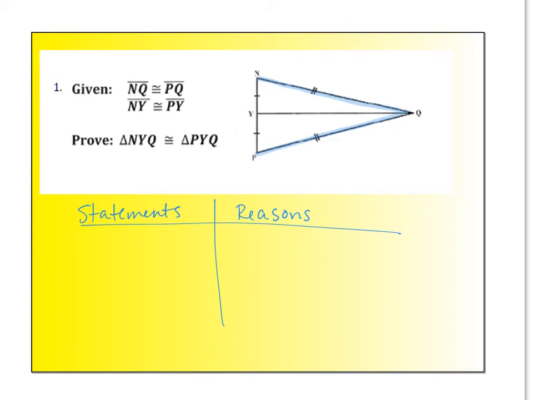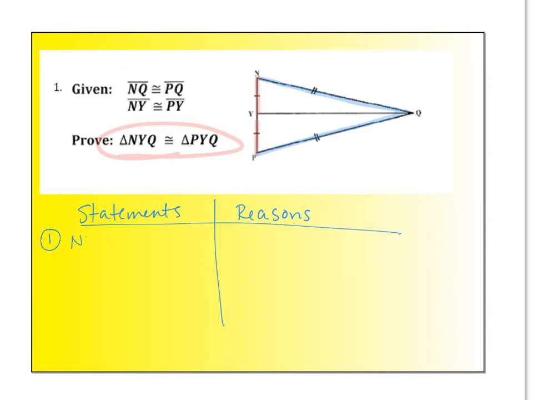Next, we have segment NY is congruent to segment PY. So this segment is congruent to this segment. And we want to try to prove that the two triangles are congruent. This is what we're trying to prove based off of the information we have. So here's what I'm going to do. Every single time I start a proof, I'm going to start with number one, the information that I'm given.